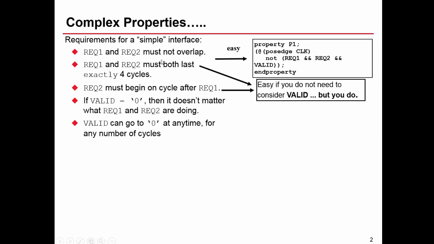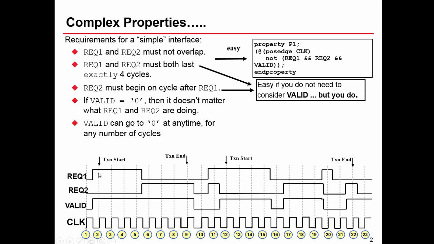So these requirements, apart from the first one in this list, are easy if we did not have to consider valid, but we do. So here's some example waveforms. Starting at cycle 2, rec1 goes high for 4 cycles, followed immediately by rec2 going high for 4 cycles. Rec1 and rec2 are not high at the same time, so we can consider this transaction of rec1s and rec2s to start cycle 2, end cycle 9. So that's the simplest case. And luckily for us, valid stayed high throughout that.